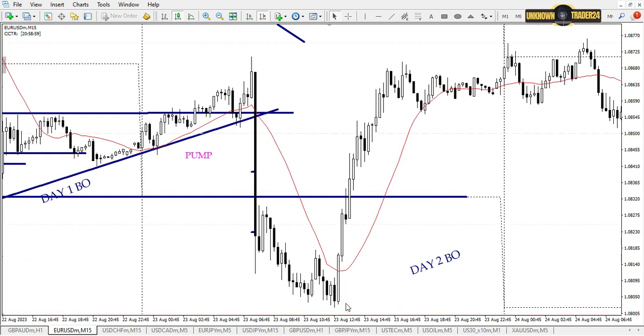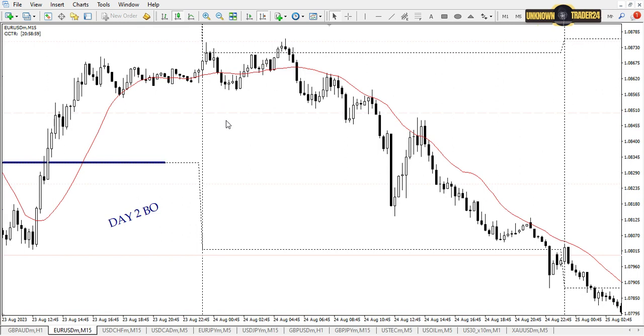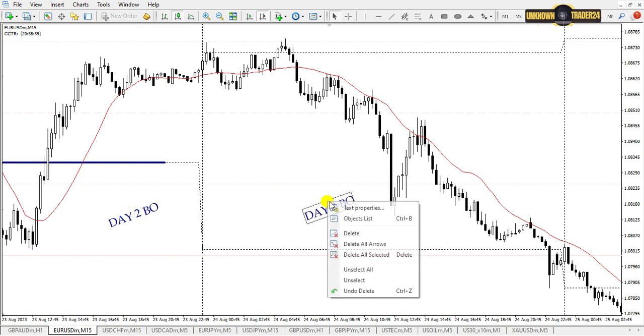And for me personally, I wouldn't be counter trending this move. Yes, it gave you a good move, but for me, I don't want to enter into such moves. Okay, I will accept that.